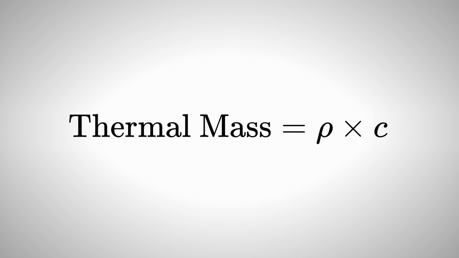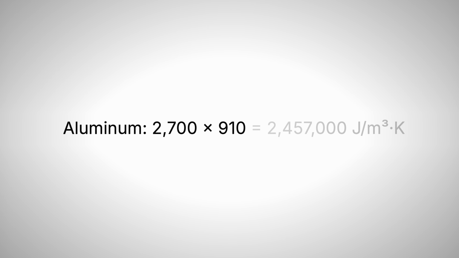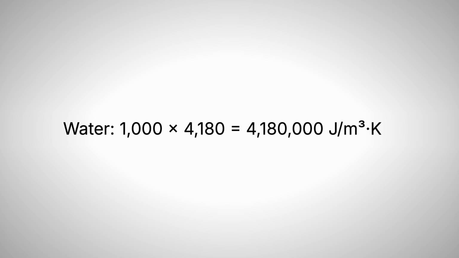Using the relationship above, we can estimate their volumetric heat capacity, which is thermal mass per cubic meter. Aluminium gives us 2,700 times 910, which gives us 2.4 million joules per cubic meter times K. Water gives us 1,000 times 4,180, which gives us 4.1 million joules per cubic meter times K.